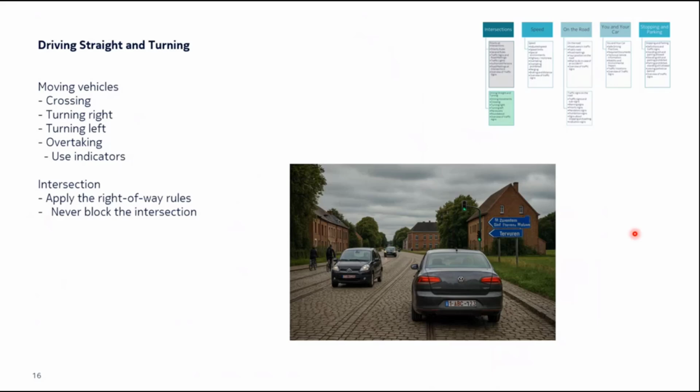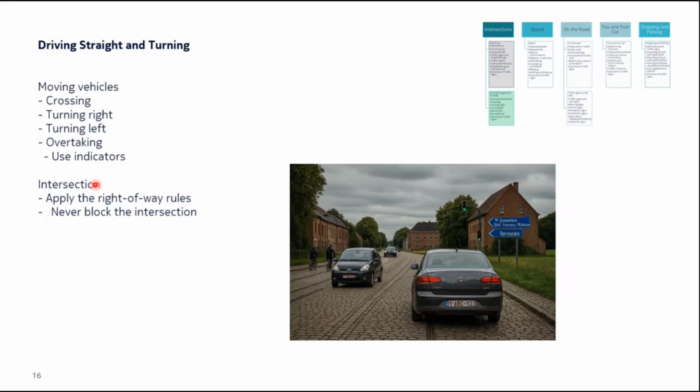Okay, so driving straight and turning. So basically vehicles are moving. What does it mean? They are crossing, they are turning right. This could be one of those things: crossing, turning right, turning left. They are overtaking, and whenever overtaking, always use indicators, also for turning right and turning left.